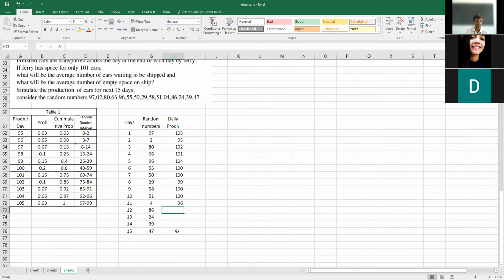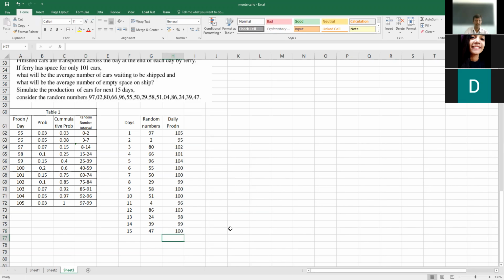12th day, it is 86 random number. 86 comes between 85 to 91, so the corresponding production is 103. And next random number is 24. 24 comes between 15 to 24 and the corresponding production is 98. Next random number is 39. So 39 comes between 25 to 39 and corresponding production is 99. And finally, we have 47 as a random number. 47 comes between 40 to 59 and its corresponding production is 100.